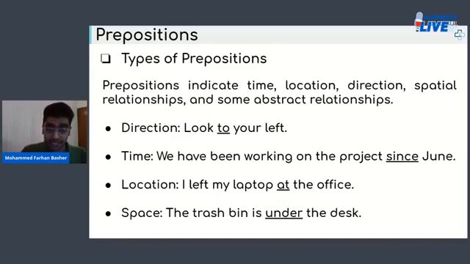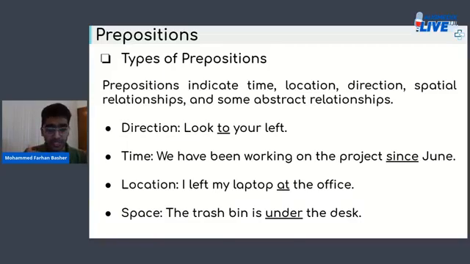Okay. Space, also related to location, right? So to locate something, or to talk about a particular space, we bring in prepositions. So where is the trash bin? Someone asks you, and you say the trash bin is under the desk, right? Pointing towards a particular desk, you say that the trash bin is under it, is underneath the desk. So under, underneath, to, since, at, these are all prepositions. And as you can see, prepositions help us indicate direction.